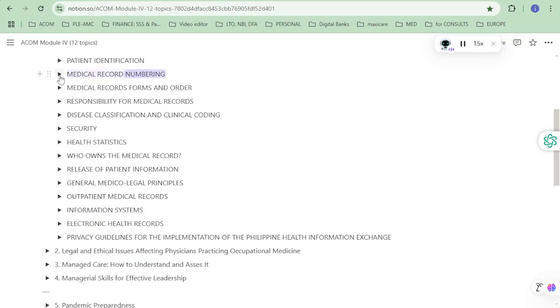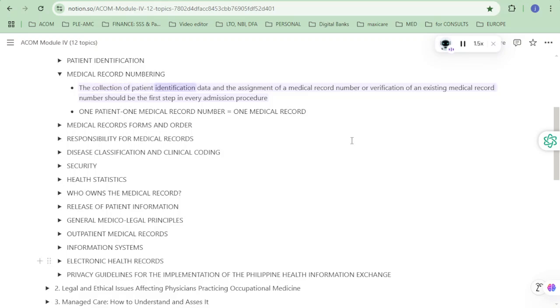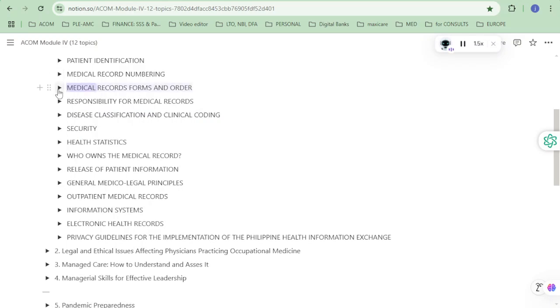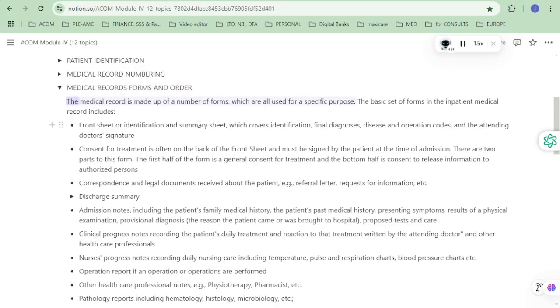Medical record numbering. The collection of patient identification data and the assignment of a medical record number or verification of an existing medical record number should be the first step in every admission procedure. One patient, one medical record number equals one medical record. Medical records forms and order. The medical record is made up of a number of forms, which are all used for a specific purpose.